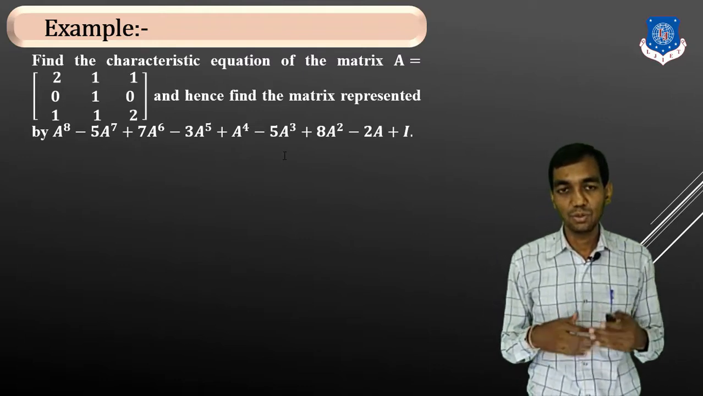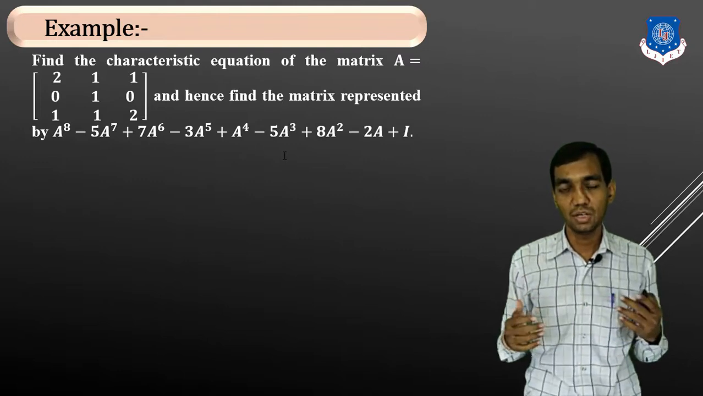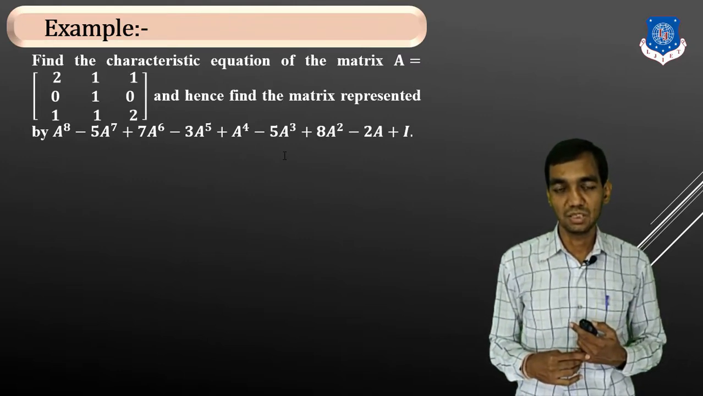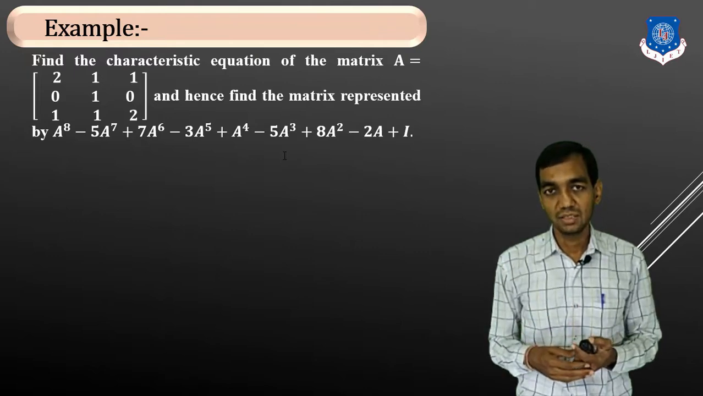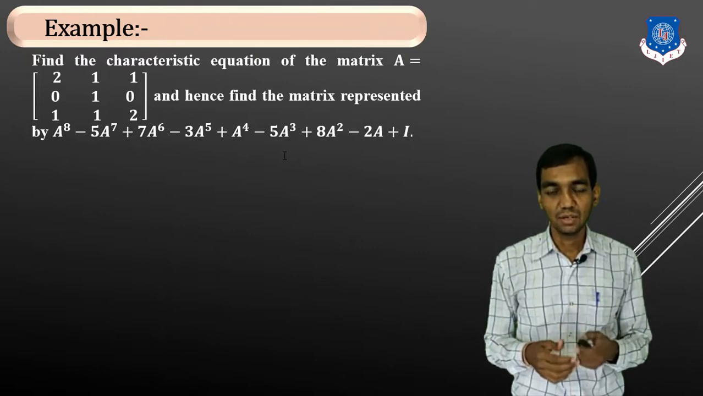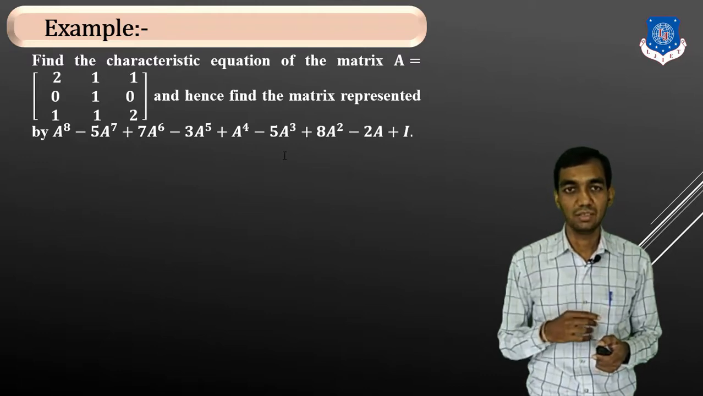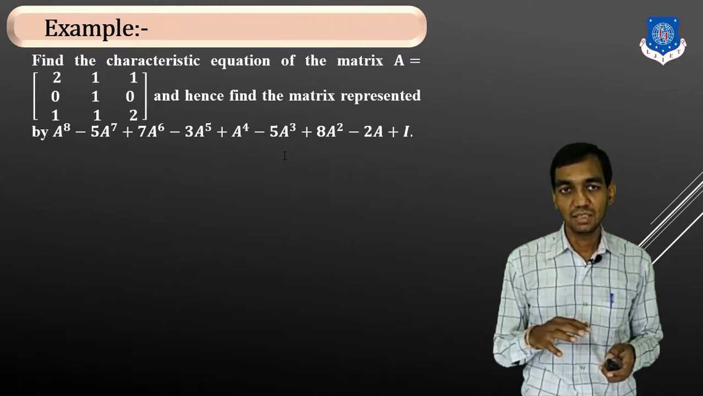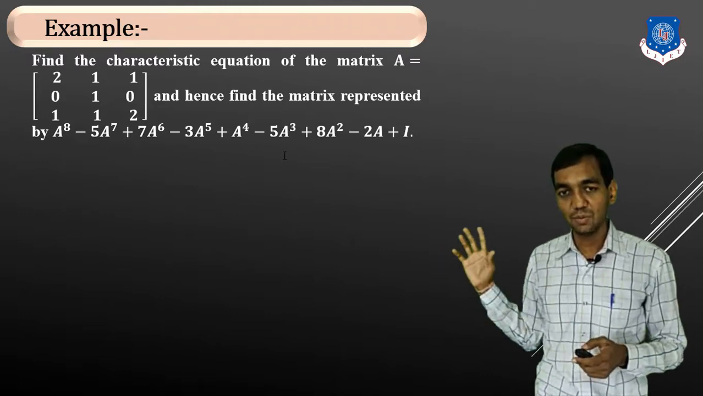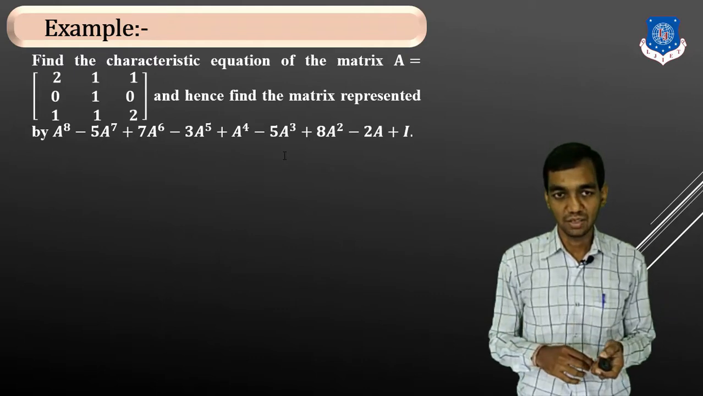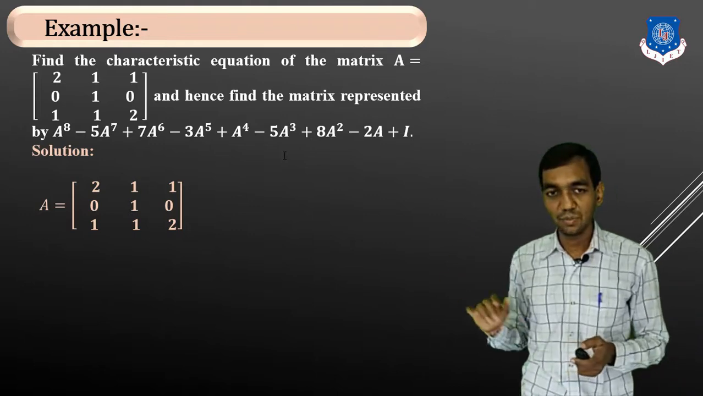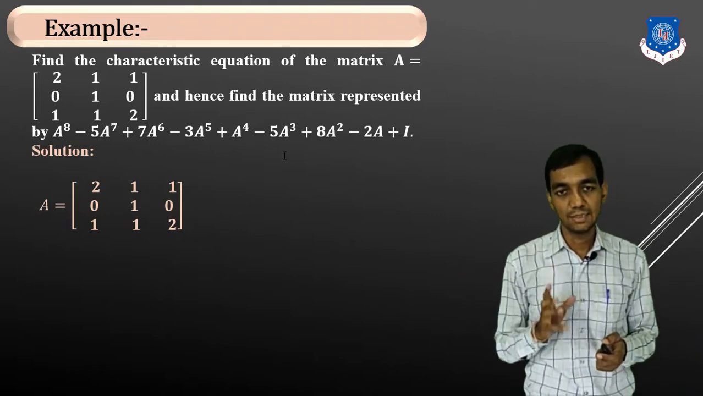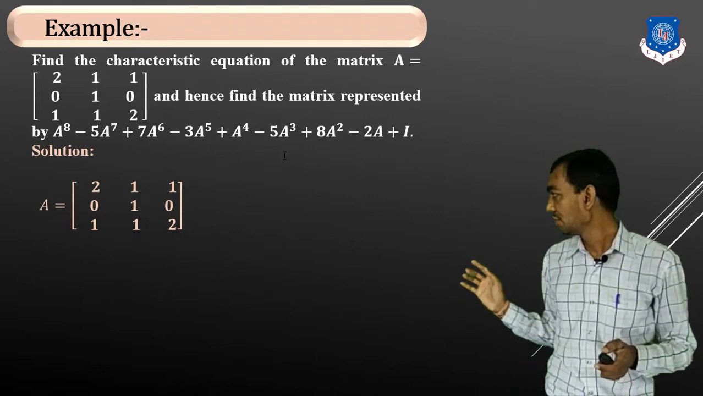Now see, whenever you are given such a long polynomial expression in the form of matrix A and you have to evaluate this, then in that case we are going to use the Cayley-Hamilton theorem, and it is easy to find the value of such type of matrix using the Cayley-Hamilton theorem. So we are starting with the solution. Here A is our matrix 2, 1, 1; 0, 1, 0; and 1, 1, 2.